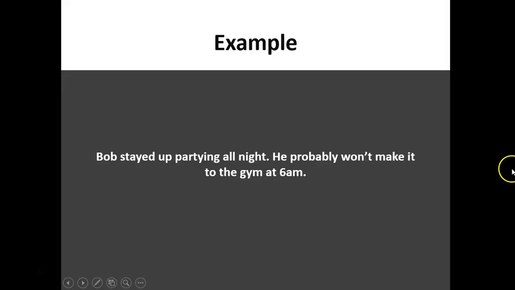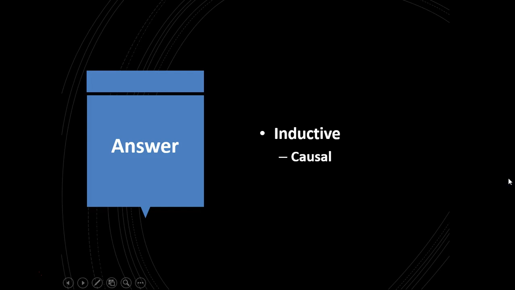Bob stayed up partying all night. He probably won't make it to the gym at 6 a.m. That's inductive, causal. So you're arguing that Bob's not going to be here at 6 a.m. He's not going to show up. How do you know? Because he stayed up partying all last night, right? You know that situation is going to cause Bob to not feel fit enough to be at the gym at 6 a.m.